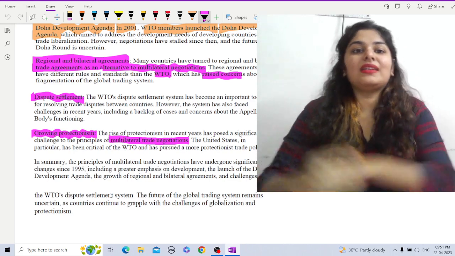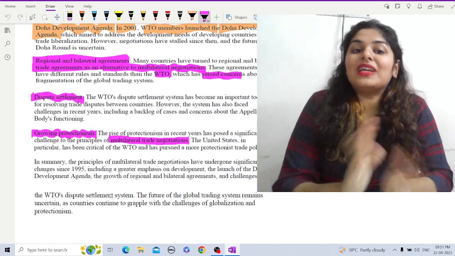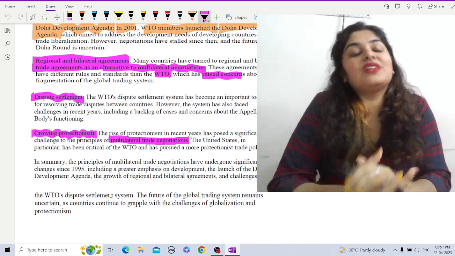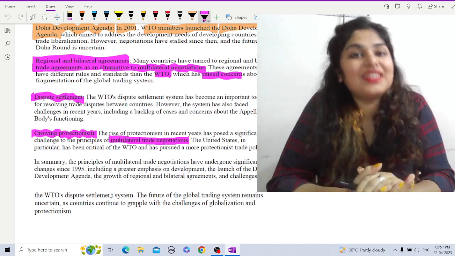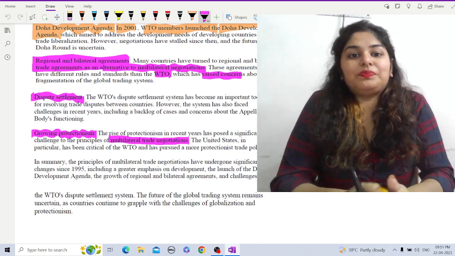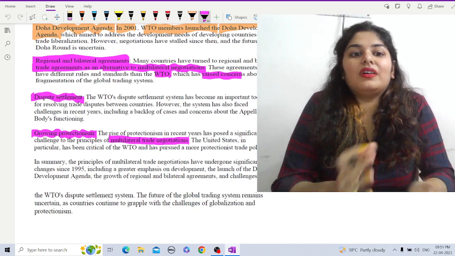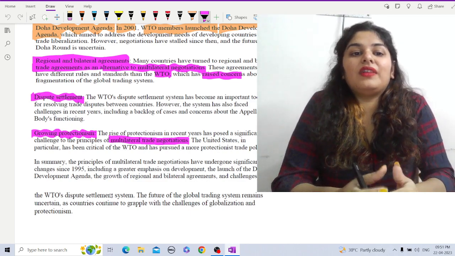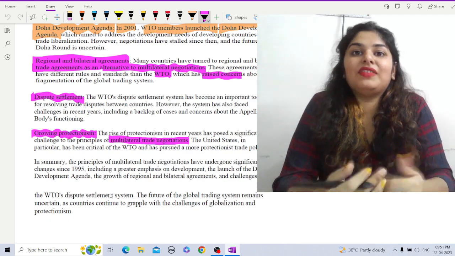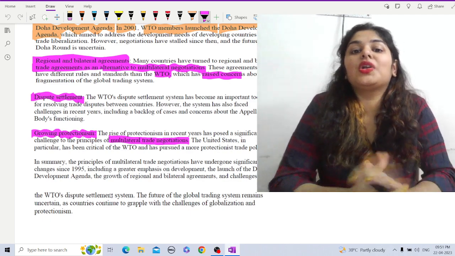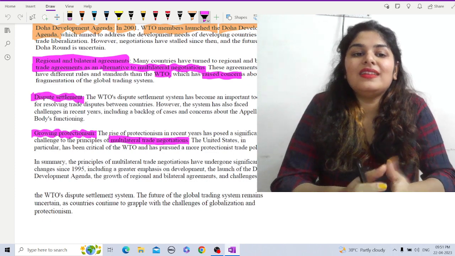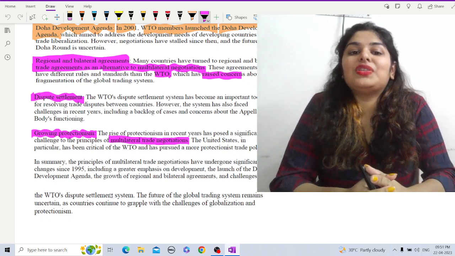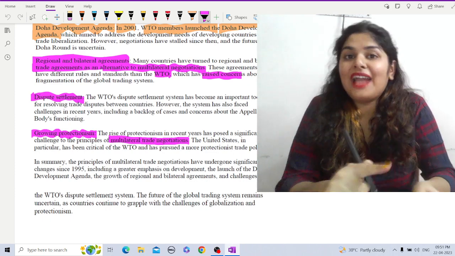So in summary, it can be said that the principles of multilateral trade negotiation have undergone significant changes since it was first introduced in 1995. So that's how different disputes and agendas were solved with the help of the WTO. The future of the global trading system remains uncertain. Countries continue to grapple with the challenges of globalization and protectionism.